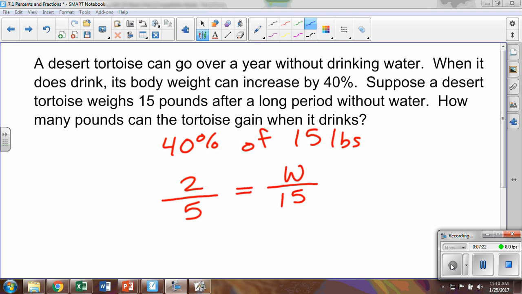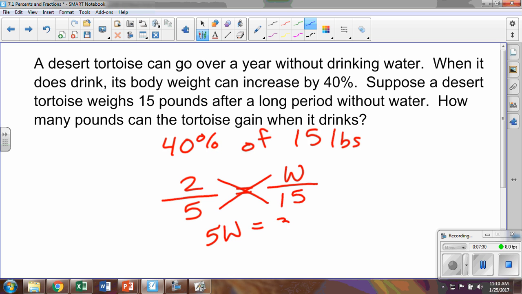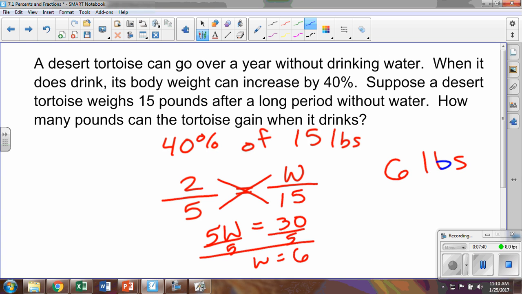If we chose to use the cross multiplication method, we'd have 5w equals 2 times 15, which gives us 30. And dividing out by 5, of course, leads us to w being 6. So they could gain 6 pounds of water. Okay, the question is asked, where did I get the 2/5? Quickly thinking, 40% is 40 out of 100. And when we simplify that fraction, we could divide out by 20, simplifying it down to 2/5.